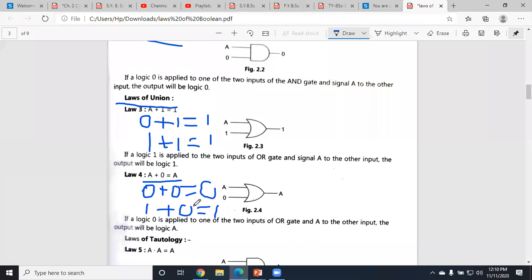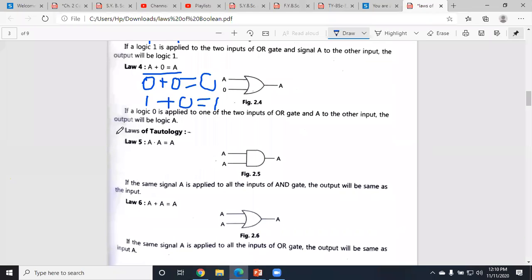So whatever is the value of the variable you are considering, that is nothing but your output. See here, I consider A is equal to 0, my output is also 0. If I consider A is equal to 1, my answer is also 1. Right? And again, to implement the addition, the same gate I'm going to use, which is OR gate. Clear?